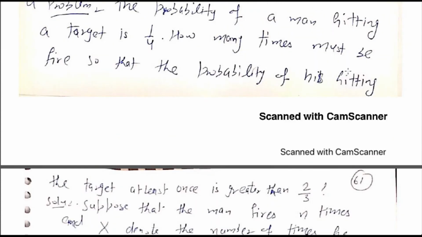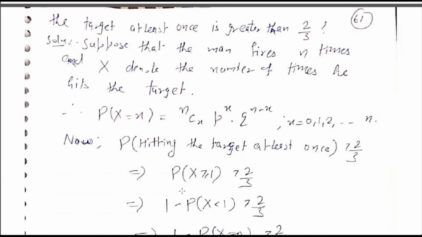So our answer is that at least 4 trials are needed, so that the probability of his hitting the target at least once is greater than 2 by 3.